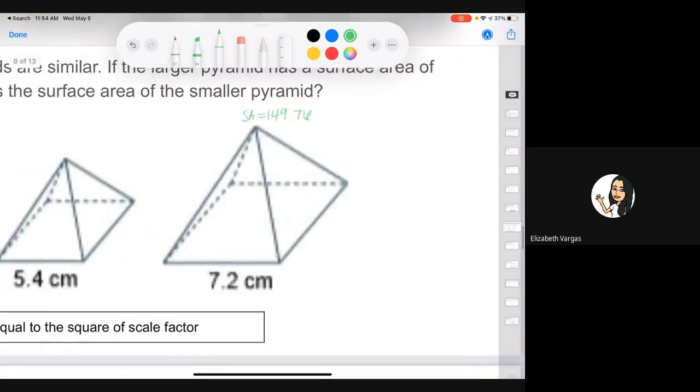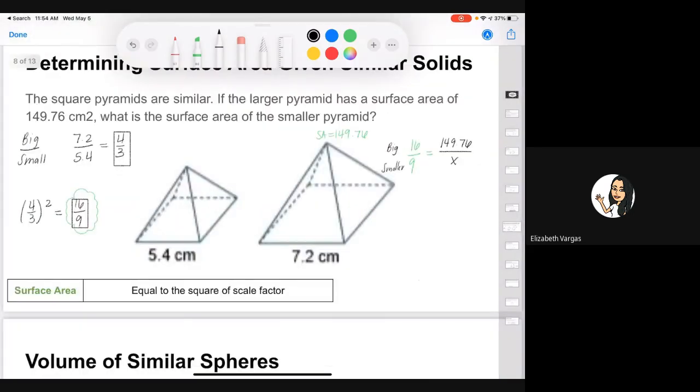So 16 over 9, that is my scale factor. That is how the surface area of my larger pyramid compares to my smaller pyramid. Again, this is my bigger part. This is my smaller part. My bigger surface area was given to me, and that will allow me to find now my surface area of my smaller one.